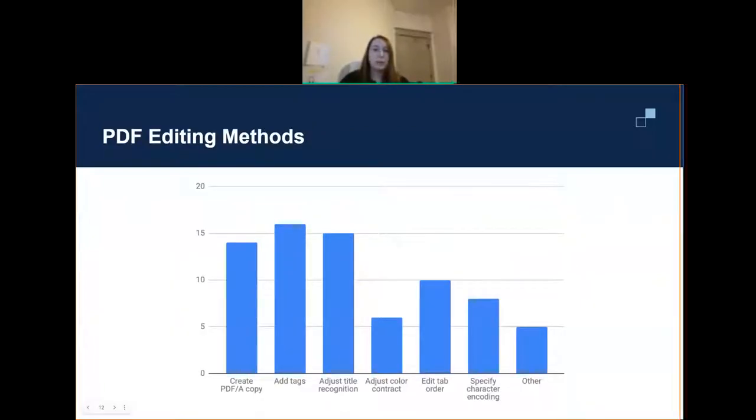This also comes into play when we're looking at data on levels of accessibility to IR content. So we know that most ETDs use the PDF format. So we wanted to share some information about what people are doing to make those more accessible. Our respondents told us that editing the PDFs for accessibility in their repositories primarily includes adding tags, adjusting the title recognition, and then converting the PDF to a PDF-A copy. Most of the respondents who are doing text accessibility checks are using either Adobe software or Microsoft Word to do that.